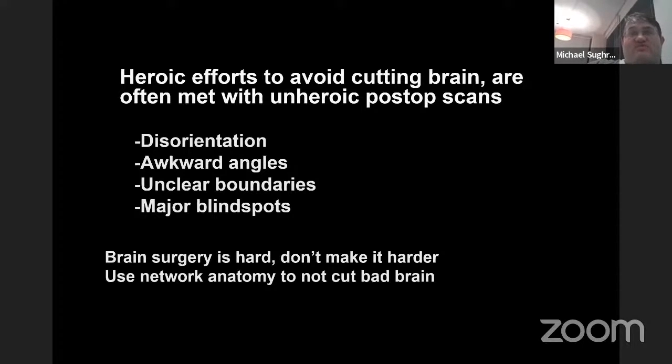So yes, it looks great when you can sneak a tumor out without cutting the brain, but most of the time you're not familiar with it. The angles are awkward. It's not clear where to stop, major blind spots. In general, oftentimes going and doing a much more complicated, unfamiliar operation so that you can avoid cutting brain is suboptimal compared to going through a good part of the brain to get to the target. And so I've seen this happen over and over again where particularly junior people go to a course or whatever and they see some guy doing some flashy thing.